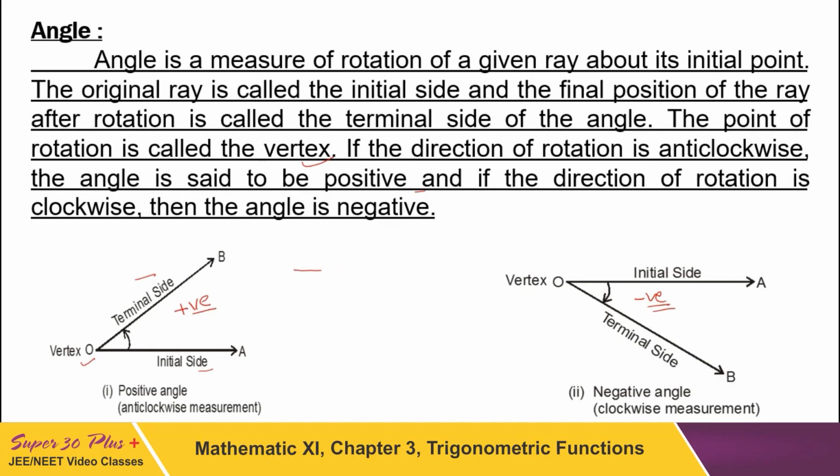Let this be the x-axis and this the y-axis. If we measure an angle from the positive x-axis in the clockwise direction like this, say it is 45 degrees, then it will be minus 45 degrees. And in the anti-clockwise direction, this is the positive 90 degrees, as we know.